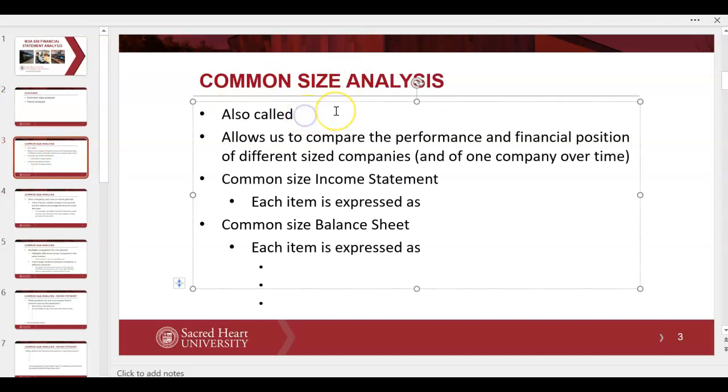The common size analysis is also called a vertical analysis because we are calculating everything down in a row within that same year for a company. The common size analysis allows us to compare the performance and financial position of different size companies or of one company over time. In a common size income statement, each item is expressed as a percentage of sales.